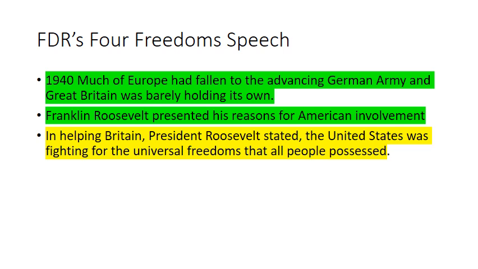He wanted to help Britain. Britain would kind of do our fighting for us until Roosevelt could convince the American people and Congress to declare war. He says that the United States is fighting for universal freedoms that all people possessed.